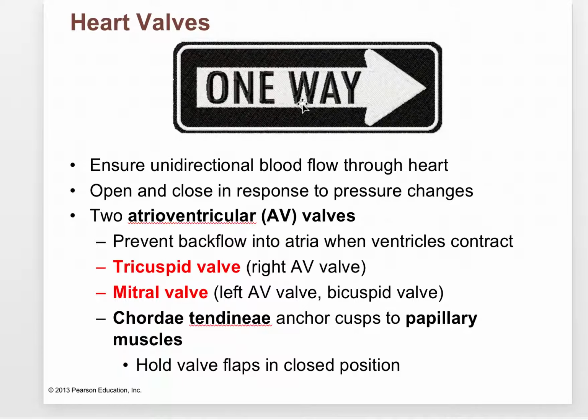These are valves that are between the atrium and the ventricles. There's a tricuspid valve, which is between the right atrium and the right ventricle, and the mitral valve is between the left atrium and the left ventricle. The mitral valve is also called a bicuspid because it's formed of two cusps. The tricuspid has three cusps.